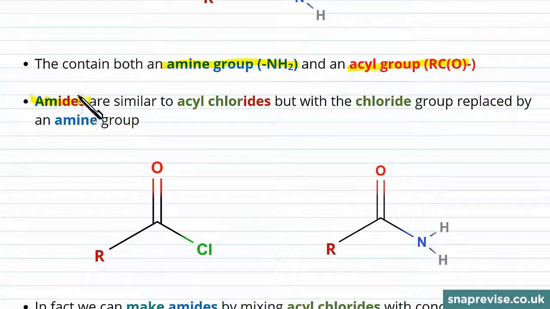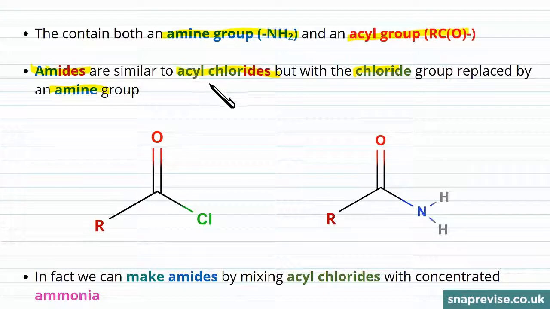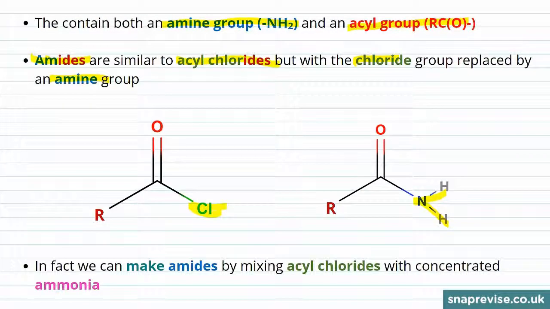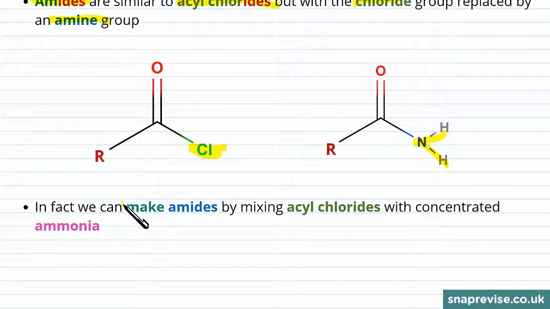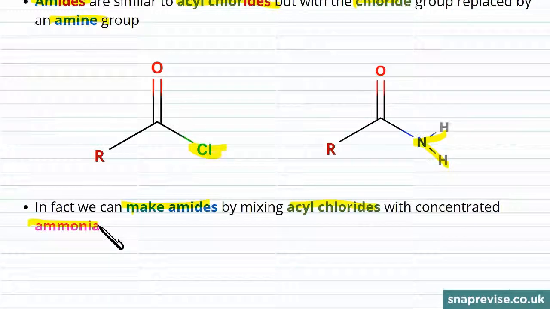The way that I find it easiest to remember what amides are is that amides ending in ides are similar to acyl chlorides ending in ides, but the chloride part has been replaced by an amine group. So we can see that in fact acyl chlorides and amides are very similar, with the chloride group here being replaced by an amine group. In fact, the method to make amides is to mix acyl chlorides with concentrated ammonia, which you will have seen if you've watched our video on acyl chlorides.